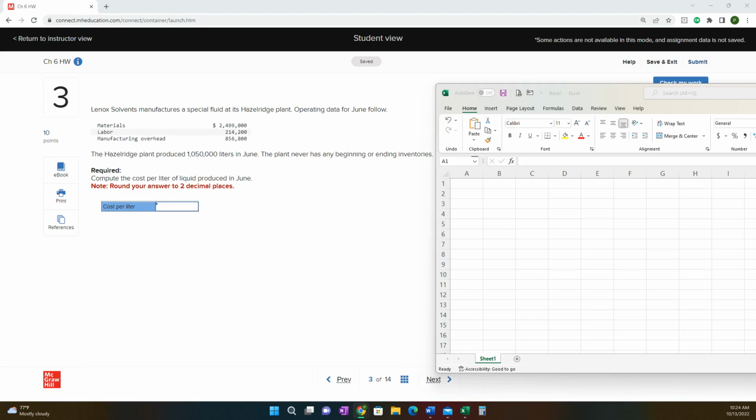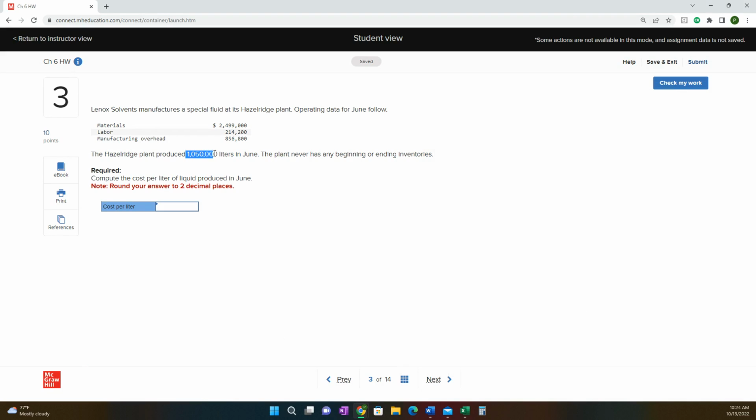Question 3. Lennox Solvents manufactures a special fluid at its Hazel Ridge plant. The question gives us the amounts for materials, labor, and manufacturing overhead, and it tells us that the plant produced 1,050,000 liters in June. It also tells us that we don't have beginning or ending inventories, which is nice because that adds another complication to inventory calculations, but we'll deal with that in an upcoming problem. And we have to compute the cost per liter of liquid.